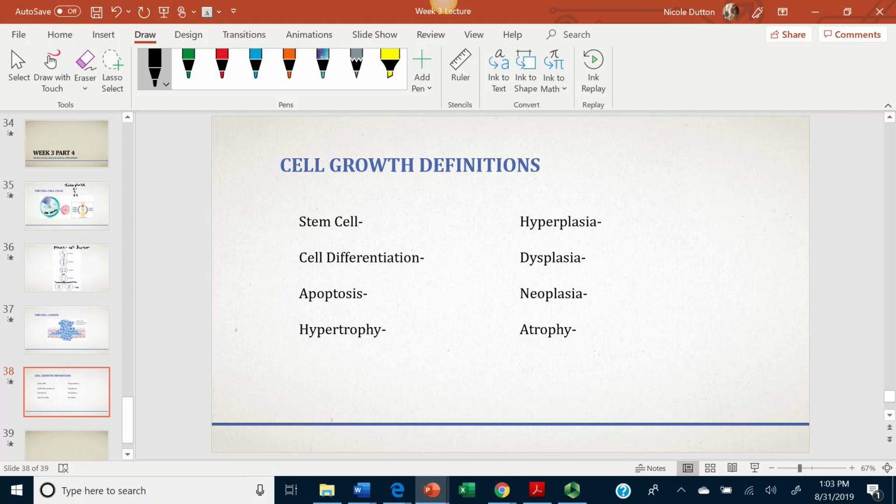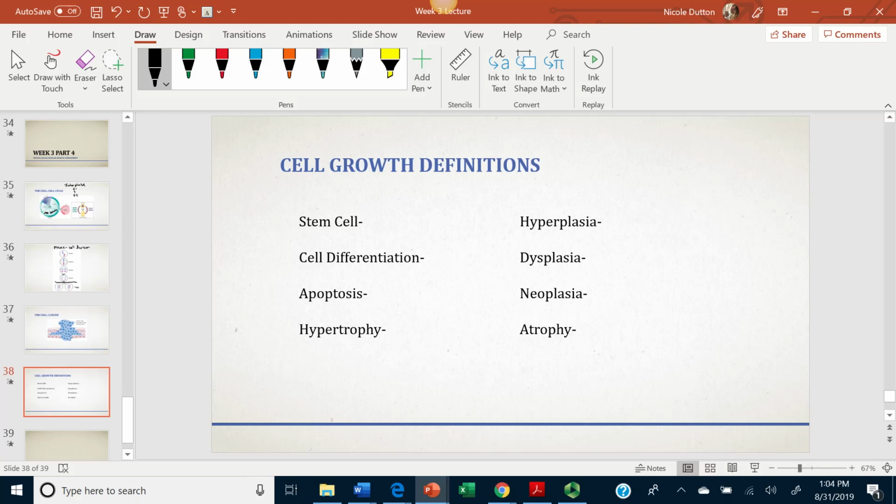So an embryonic stem cell can become anything in the body, while a mesenchymal stem cell can only become a bone cell, a fat cell, a neuron, or a blood cell. And a hematopoietic stem cell can only become one of the blood cells. So as we increase the specialization of the cell, that's what cell differentiation is. A stem cell is an undifferentiated cell that can become any cell type.